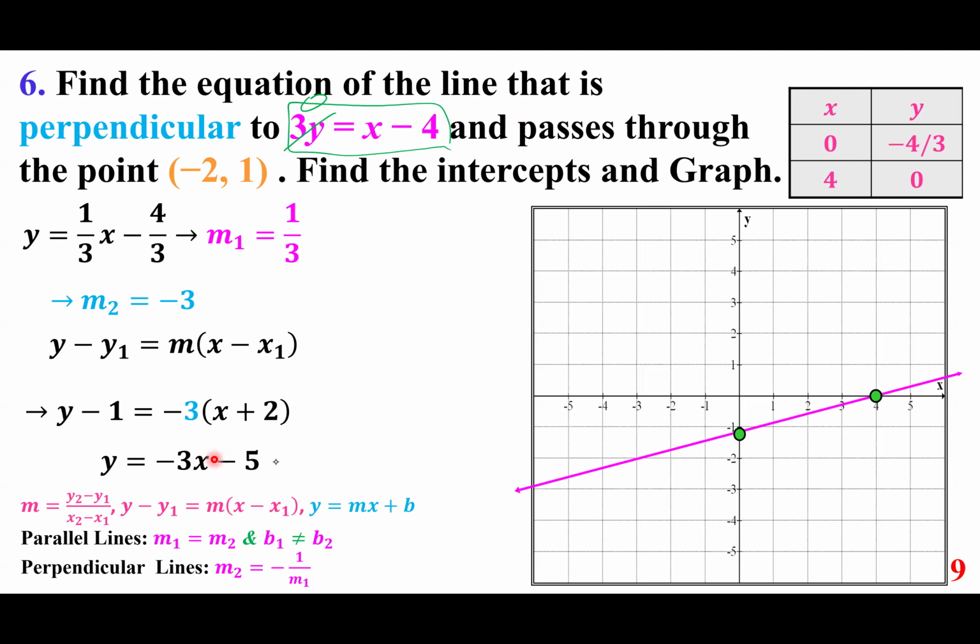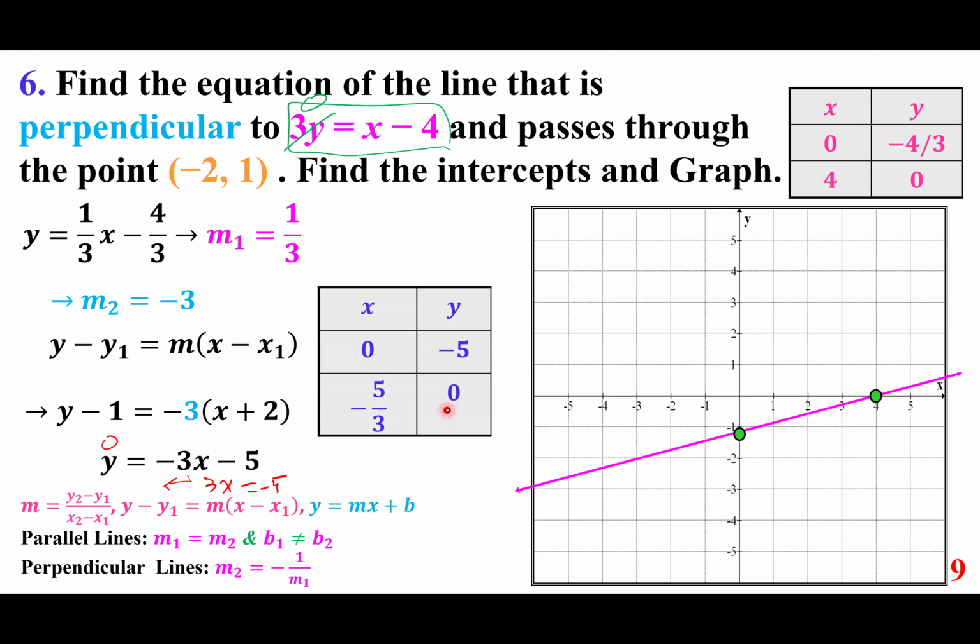Now the new one. Obviously, everybody can see 0, negative 5 is the y-intercept. What about the x-intercept? If you set y equal to 0 and move it this way, you get 3x equals minus 5. x is negative 5/3. Therefore, negative 5/3, comma 0 is the x-intercept.